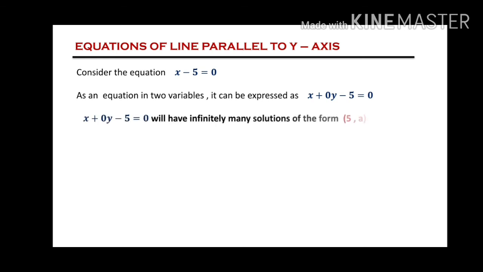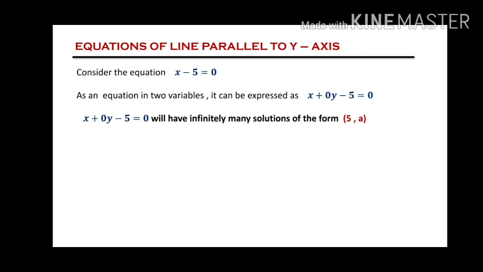Now, let's find the equation of a line parallel to the y-axis. Let us consider the equation x minus 5 equals 0. The same thing as an equation in two variables can be written as x plus 0y. Here we don't have any y variable, that's why we have taken 0y. It will not change the equation. Now it will have infinite solutions of the form (5, a), because if I put x equals 5 and y equals a, the solutions will satisfy it.